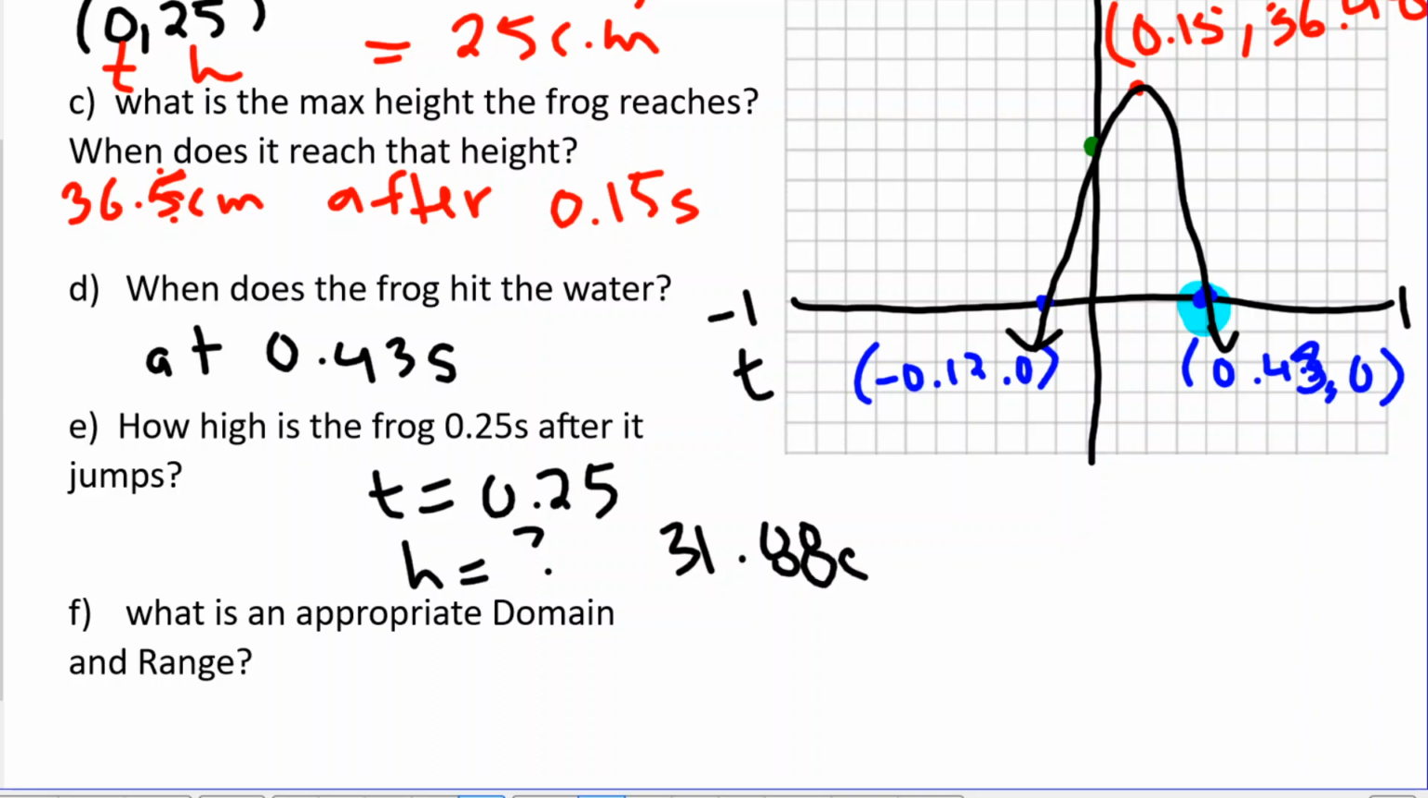31.88. And again, including units, because this is a value that means something. It's not just an arbitrary number.